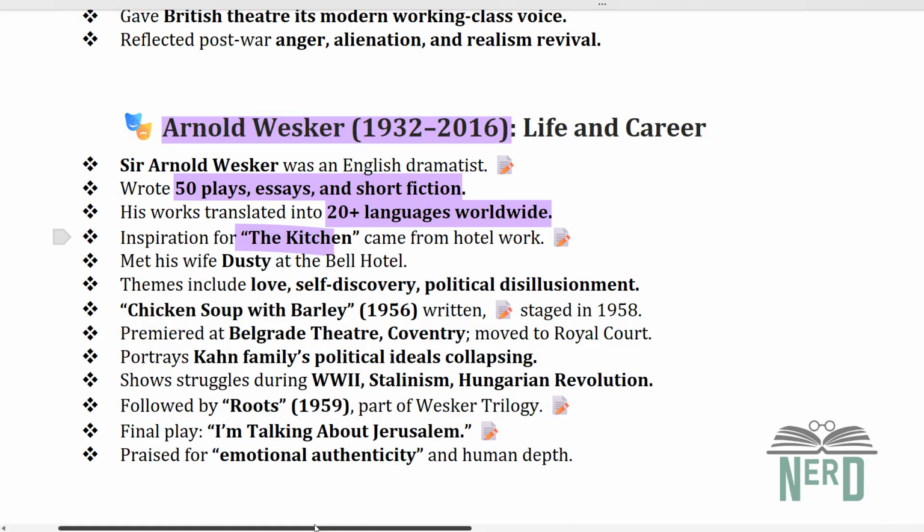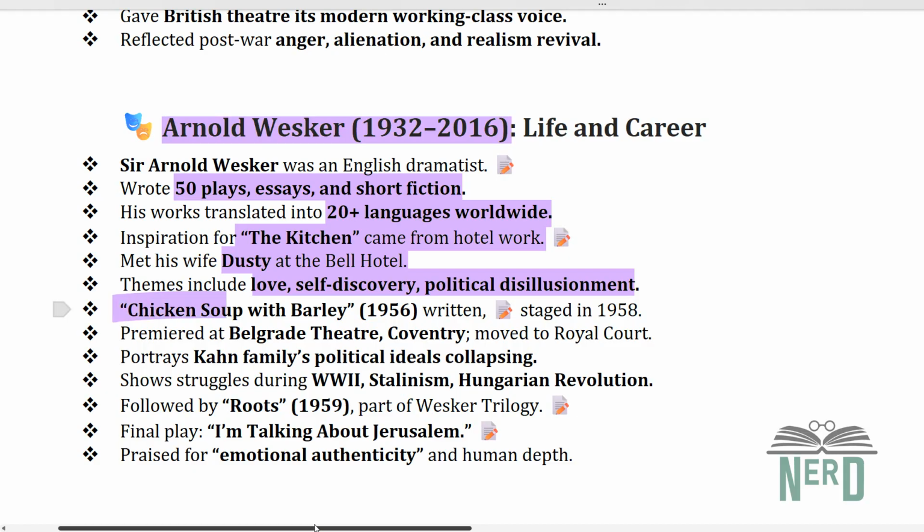Interestingly, Wesker's inspiration for his play The Kitchen came from his own hotel job experience, and that real-life detail has also been noted in exam. It was there he met his future wife, Dusty, a story that feels straight out of his own drama. His plays often explored themes of love, self-discovery, and political disillusionment.